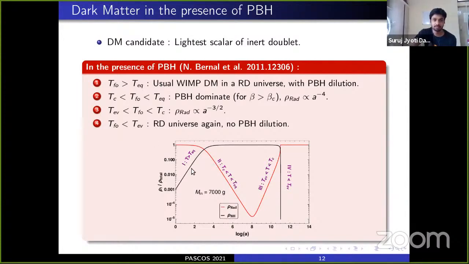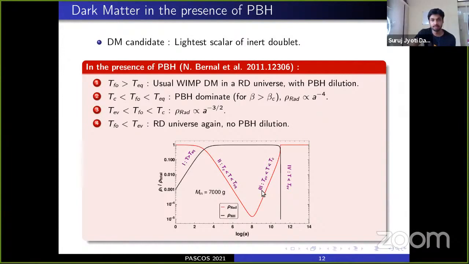In the first case, the freeze-out happens at a very high temperature in which the universe is still dominated by radiation. So here we have the normal WIMP dynamics with subsequent dilution from PBH. In the second case, the PBH starts to dominate the energy density of the universe, but here still the radiation is behaving like a to the power minus 4.